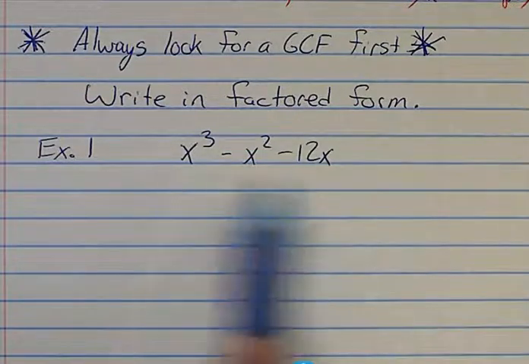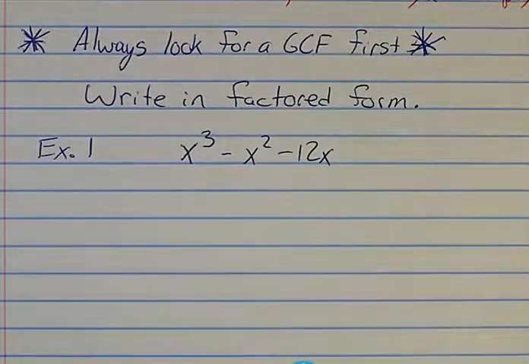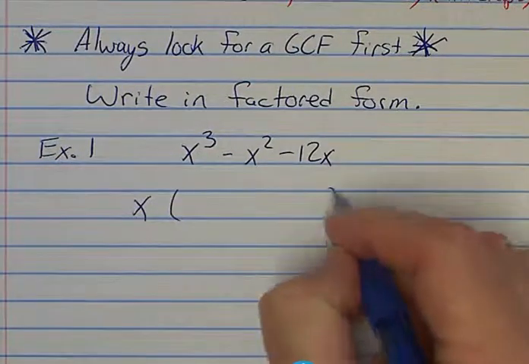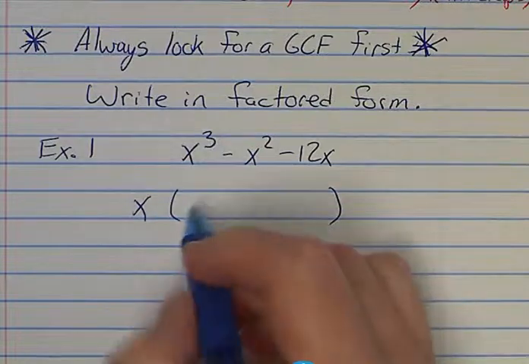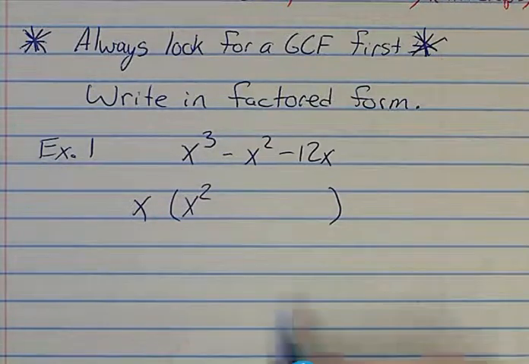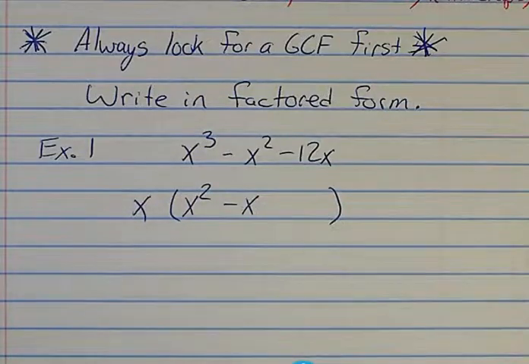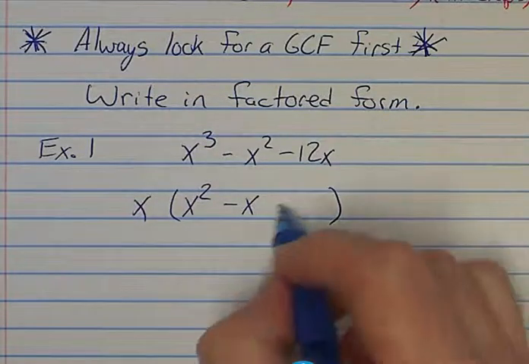So what do these things have in common? All got an x, right? Number-wise, there's no numbers, but you got an x. So let's take an x out of all these. If you take an x out of x to the third, it leaves you with 2 x's, or x squared. If you've got x squared, take one of them out, leaves you with just 1. Take the x out of the 12x, that's going to leave you with just the 12.